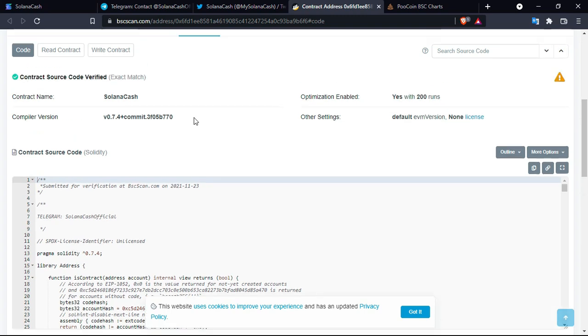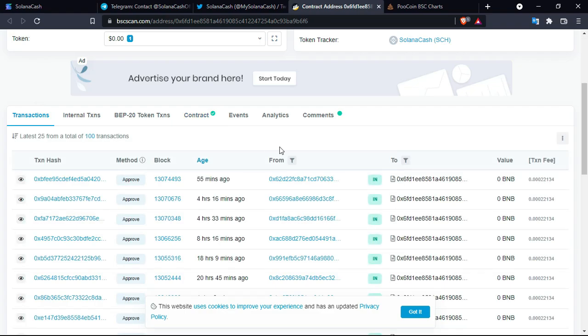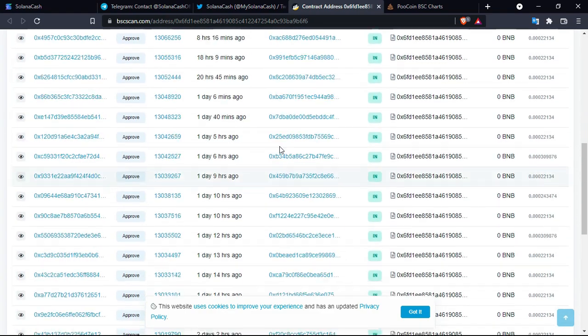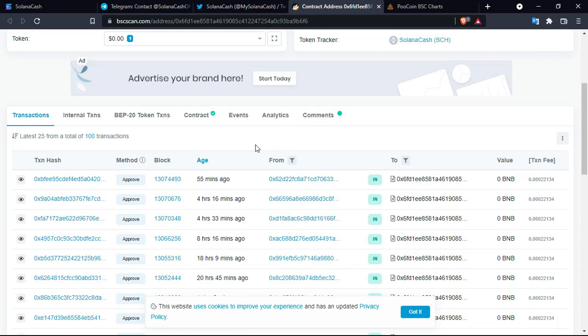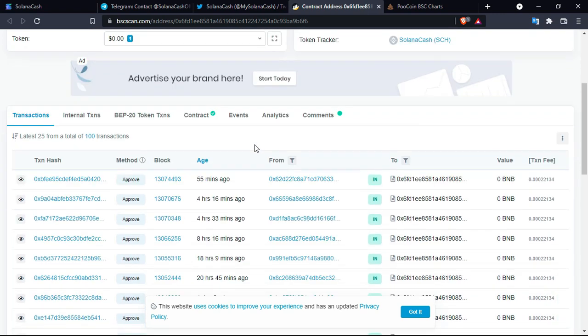Now let's take a look at the BSC scan. You have here all the past transactions for this coin. You can check and see if the project is actually real and how many transactions there are per hour or per minute. Or as you can see here, the last transaction was 55 minutes ago.